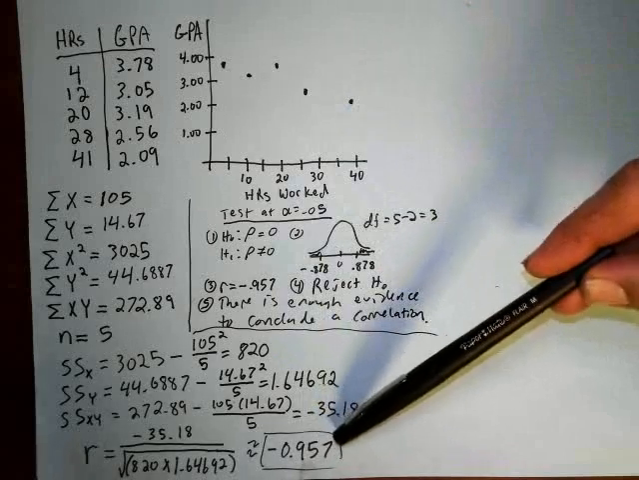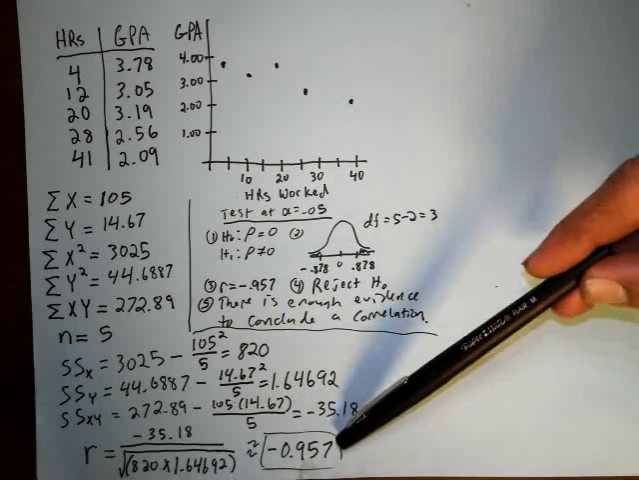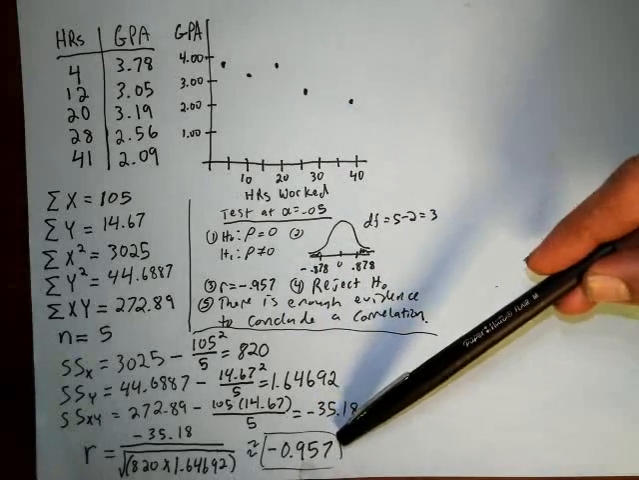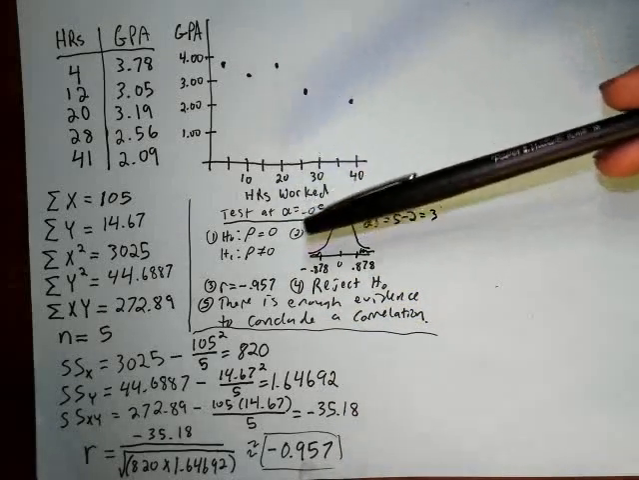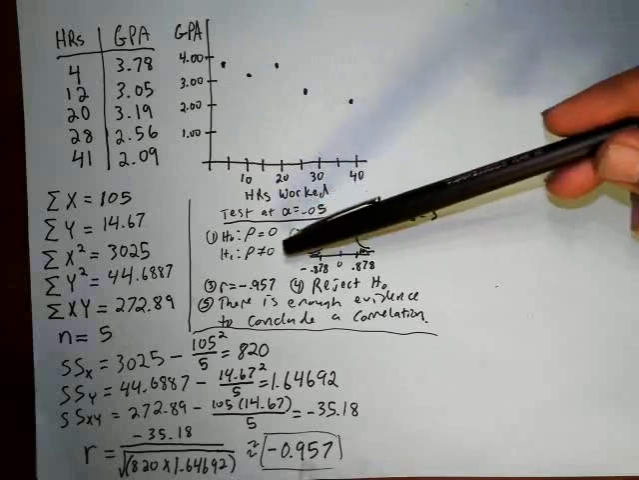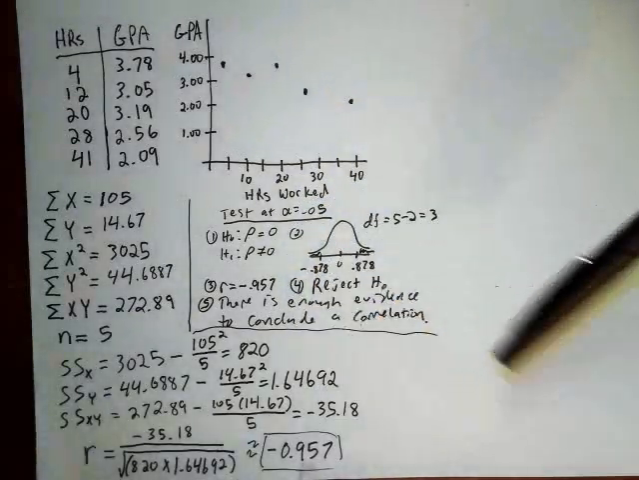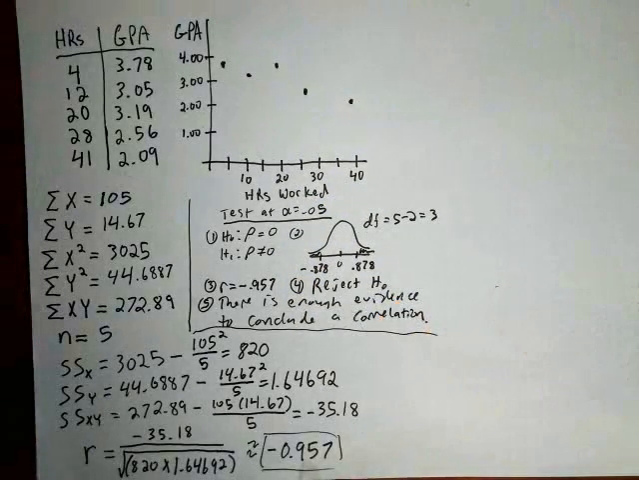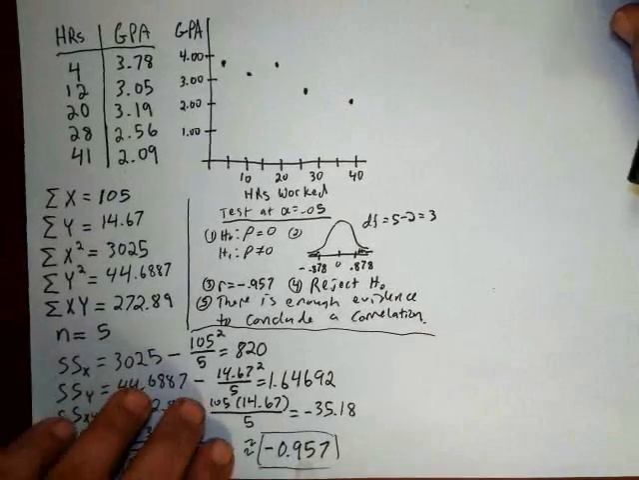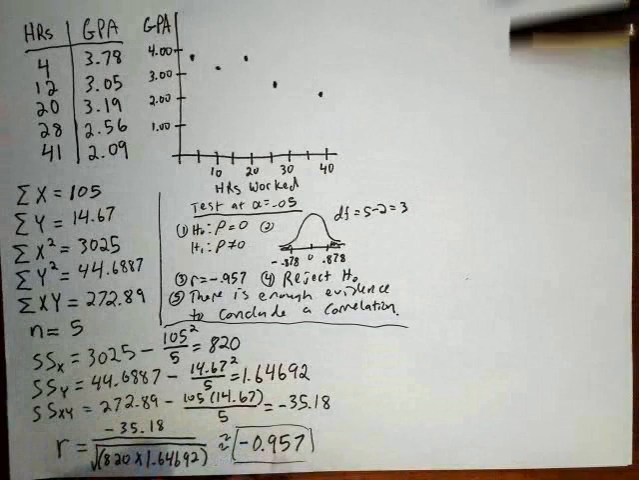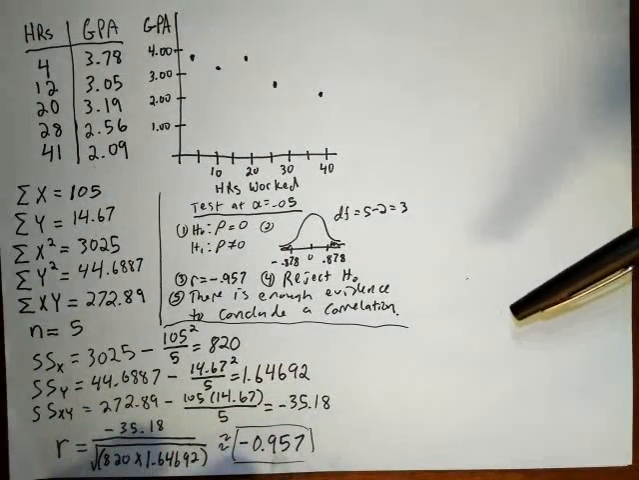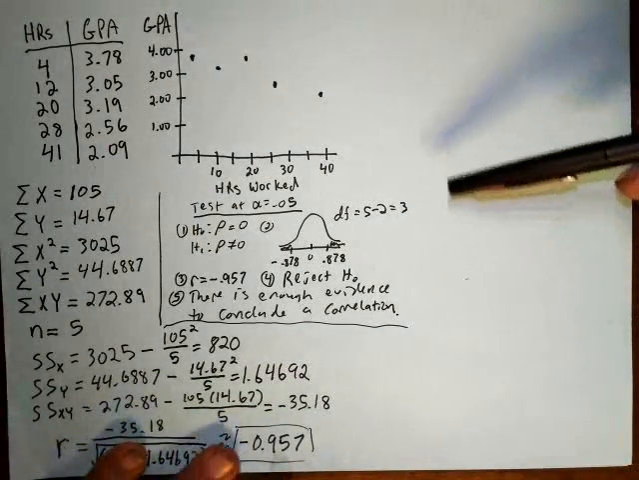Okay, and here is the R value, so it's fairly strong. When we tested it at alpha equals 0.05, we saw that there was enough evidence to conclude a correlation. So now what I would like you to do is to determine the regression line. Use those 4 steps and find out the regression line.